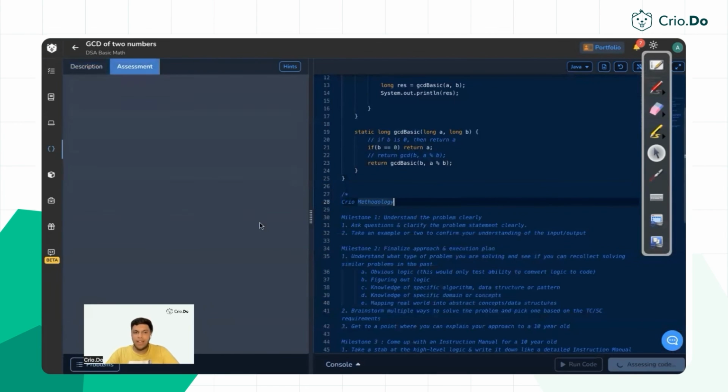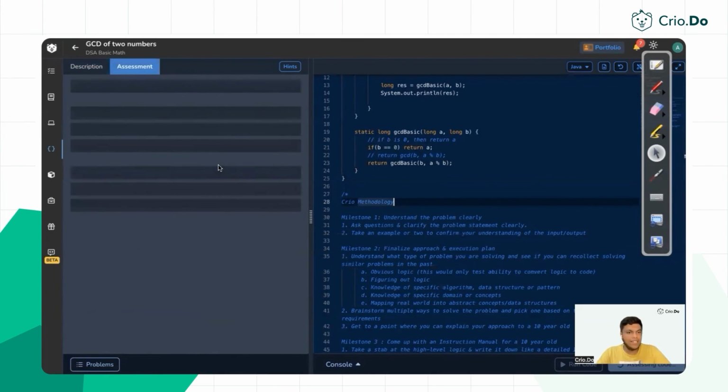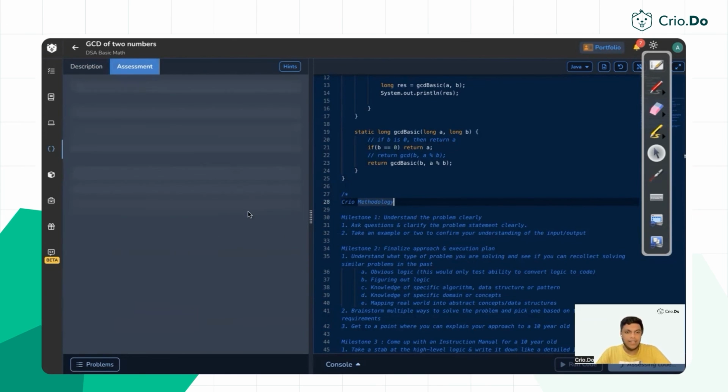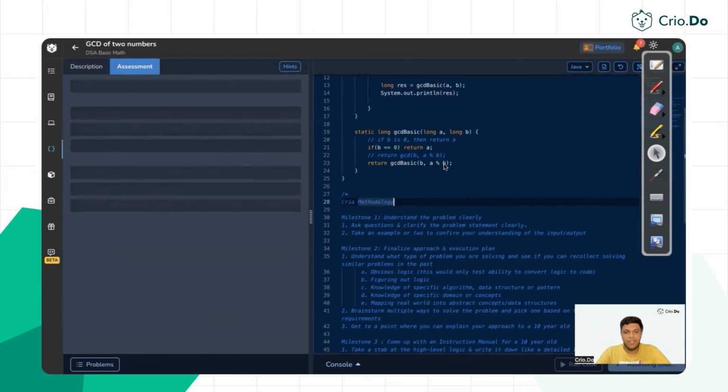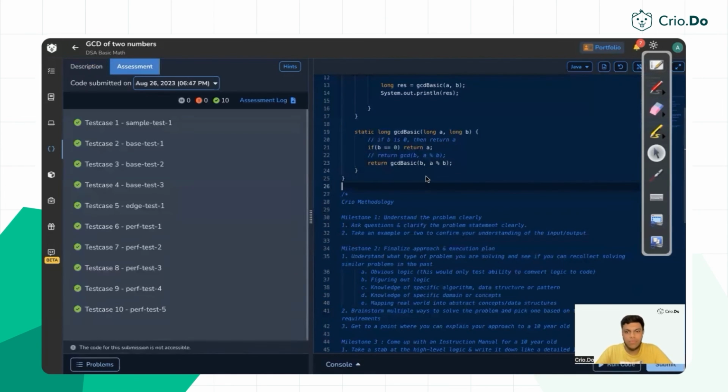Let's just submit, and it should give me the correct output for all the test cases. Hopefully. It is taking some time to run. So let's wait for the output. And all the test cases are working fine.